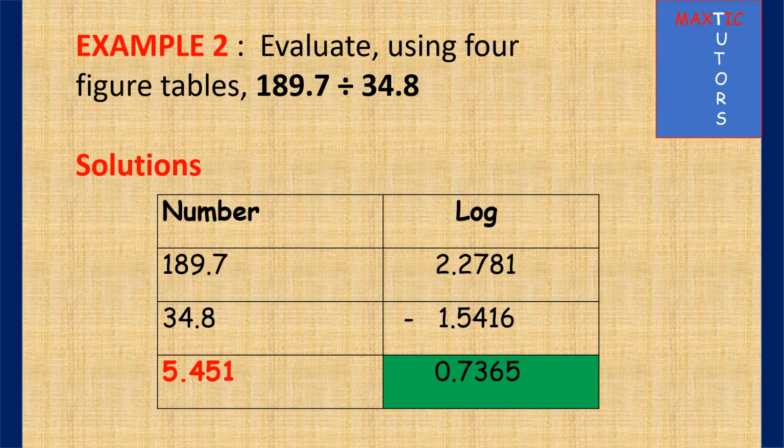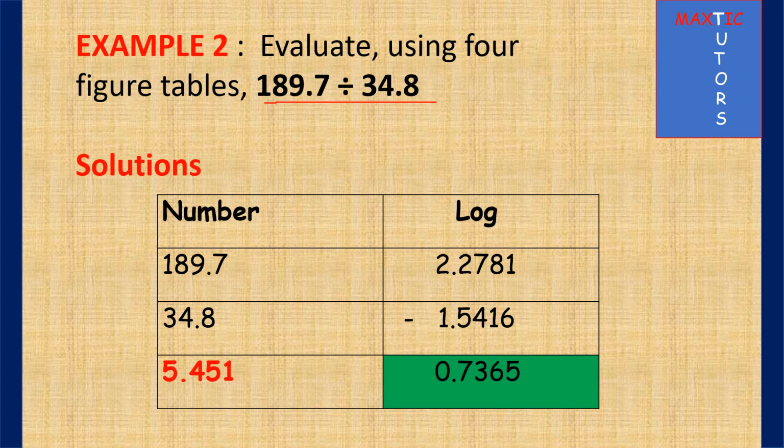Example 2. We are to evaluate using 4 figure tables: 189.7 divided by 34.8. So set your table. You have the two numbers here. 3 digits, 3 minus 1 is 2. That's 2 point. 2 digits, characteristic is 2, 2 minus 1 is 1. 1 point. Then 18 under 9 difference 7 will give you 2781.